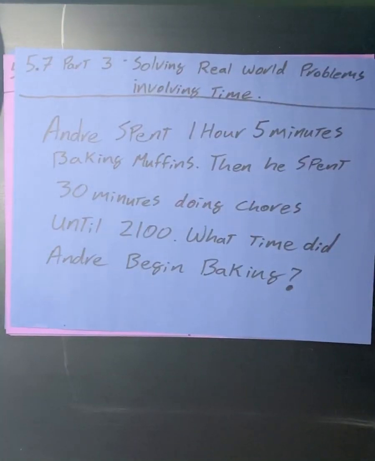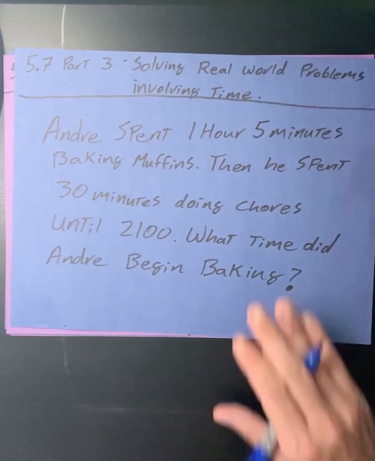Moving on to part 3, solving real-world problems that involve time. I have the problem: Andre spent 1 hour and 5 minutes baking muffins. Then he spent 30 minutes doing chores until he ended at 2100 hours. I need to figure out what time Andre began baking.